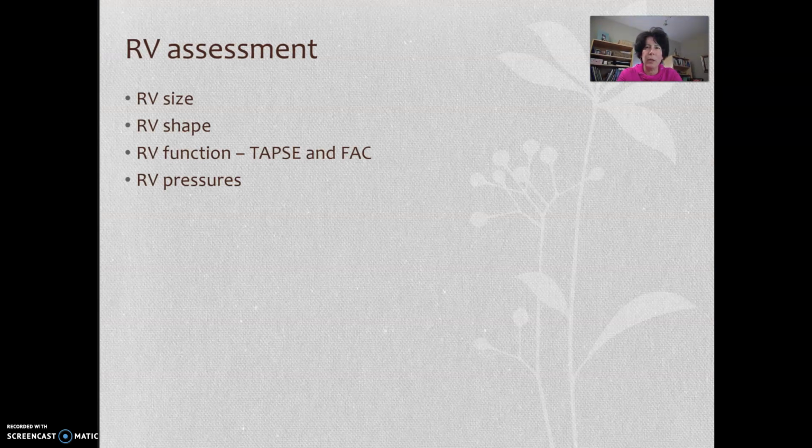Just in terms of summarizing then: RV size, RV shape, RV function, RV pressures, those are the ways that we assess the RV. Any questions about these, please come and ask when you're on your rotation, and we'll be happy to explain it to you.